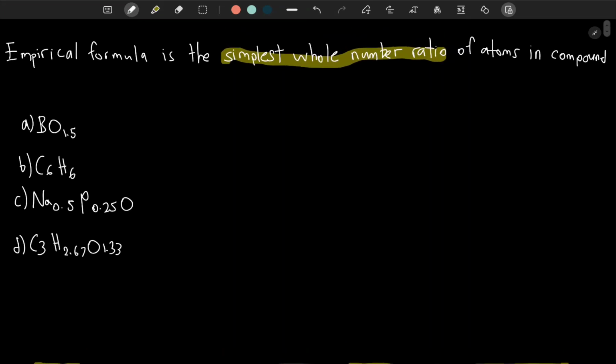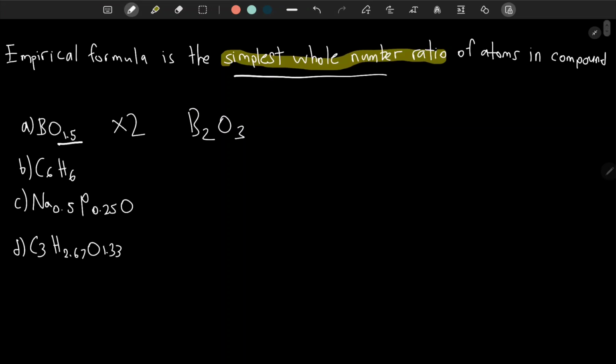So the first option, question A, we have BO 1.5. As you can see, this is 1.5 and the number has to be a whole number. To convert this into a whole number, we can multiply this equation by 2. This will give us B2O3, and now we can verify that this is the simplest form and the number of atoms are whole numbers.